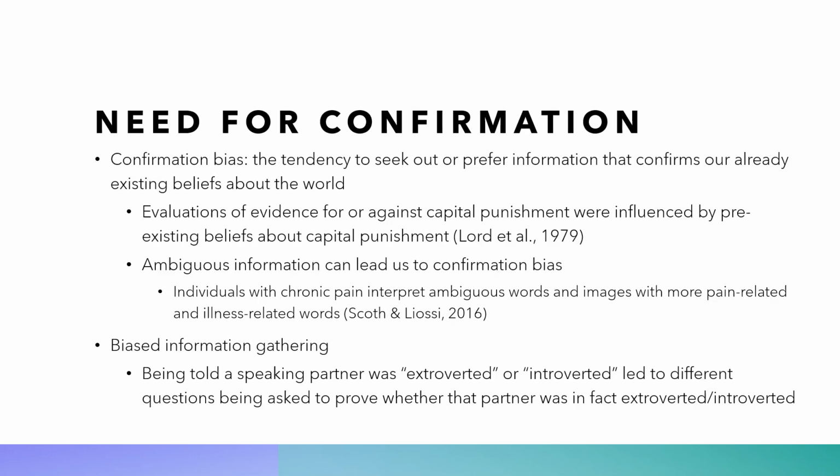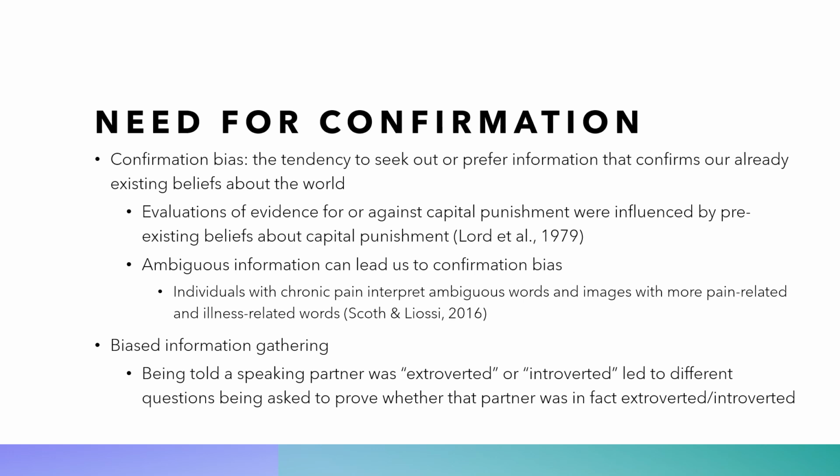Our next epistemic motive is the need for confirmation. So we talked about confirmation bias in our last lecture. This is the tendency to seek out or prefer information that confirms our already existing beliefs about the world. We are presumably motivated towards confirmation bias so we can feel like we have a good understanding of the world. It might be that we rely on confirmation bias at times because we want to maintain our worldviews. That's another callback to the last lecture.